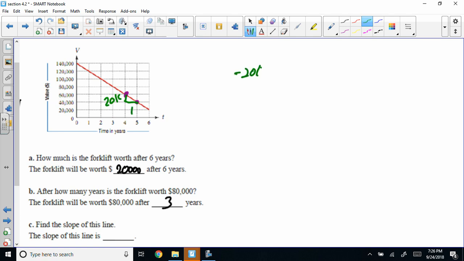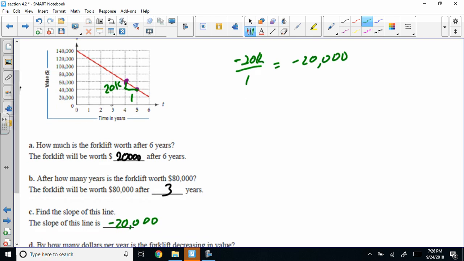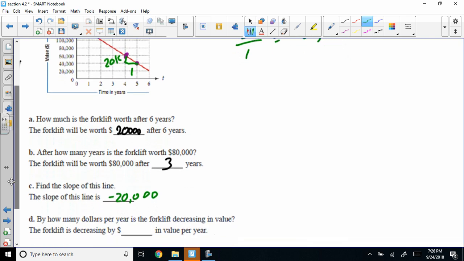And then X is what? Negative 20,000, right? Y'all see how I've done that? How far did it go in the Y's over how far it went in the X's? And it's negative because it's decreasing, correct? So, by how many dollars per year is the forklift decreasing in value? The forklift is decreasing by what? 20,000 per year, right?